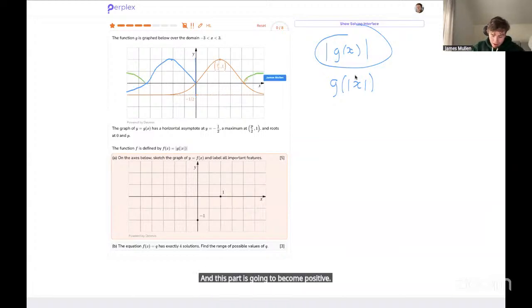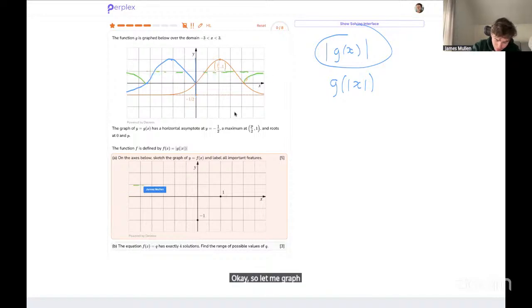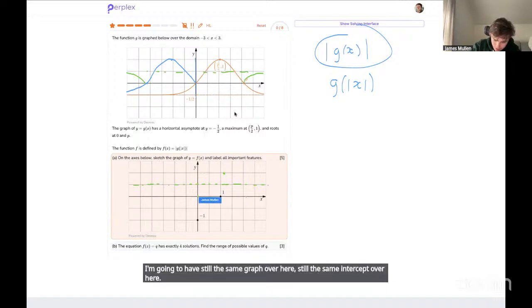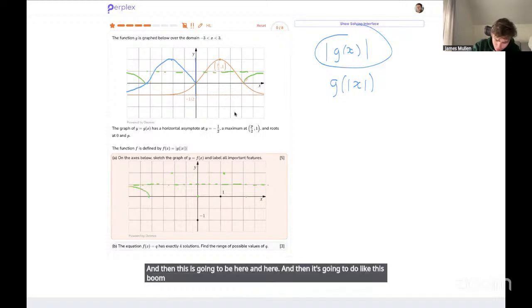Okay, now what that means is that because I had a horizontal asymptote before at negative 1 over 2, I now have a horizontal asymptote at 1 over 2. Okay, so let me graph everything that I have now on these axes. I'm going to have still the same graph over here, still the same intercept over here. And then this is going to be here and here. And then it's going to do like this. Boom. It's going to come up and back down.